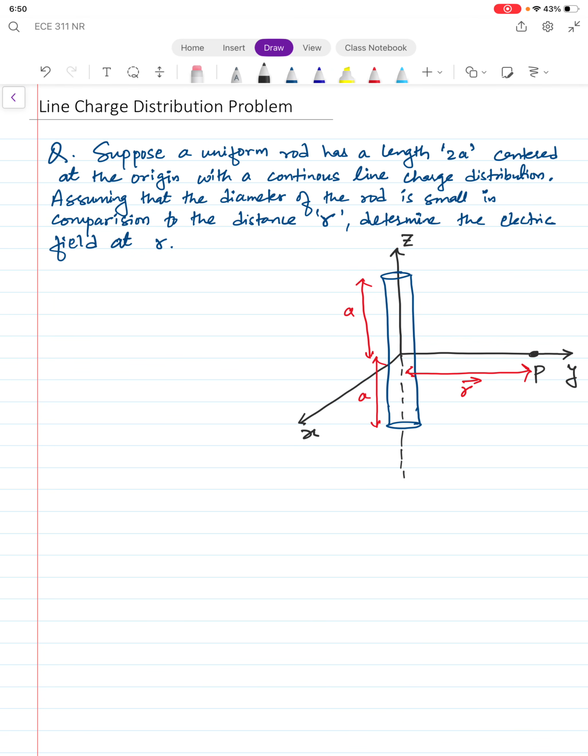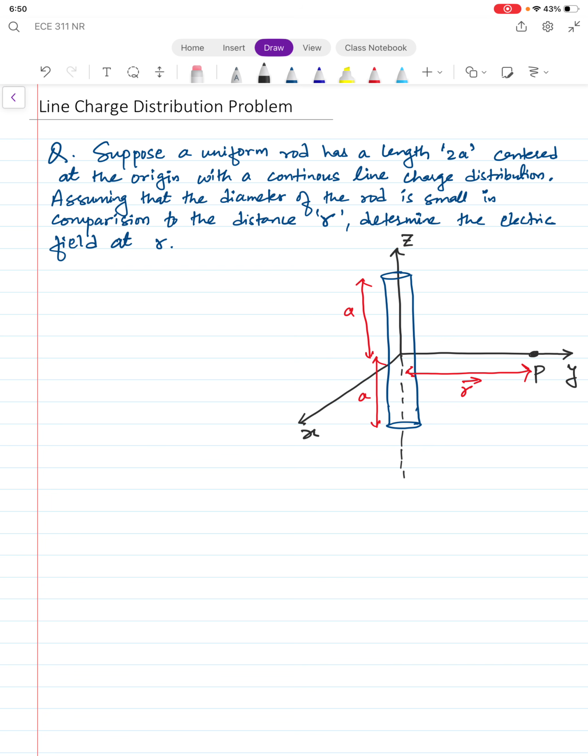Alright, so here's a problem for line charge density. Suppose we have a uniform rod that has a length 2a and that is centered at the origin, and we'll simply assume there is a continuous line charge distribution. And also, if something is not given to you, you will assume continuous uniform line charge distribution, and assuming that the diameter of the rod is small in comparison to the distance r.